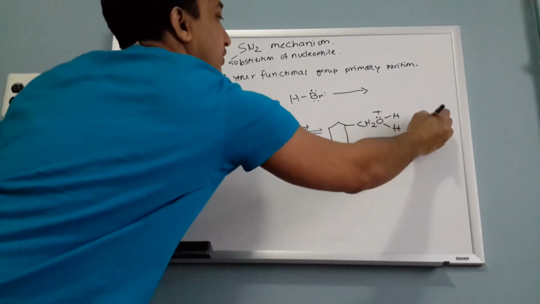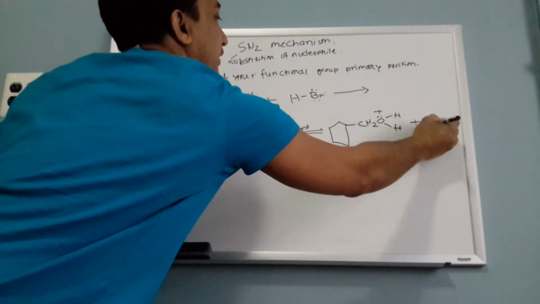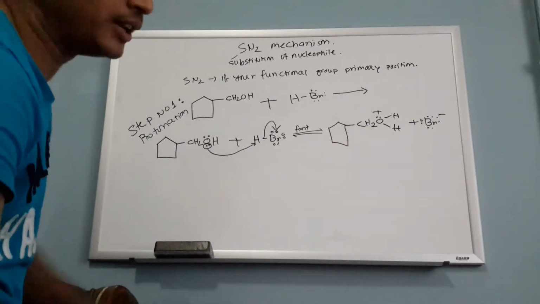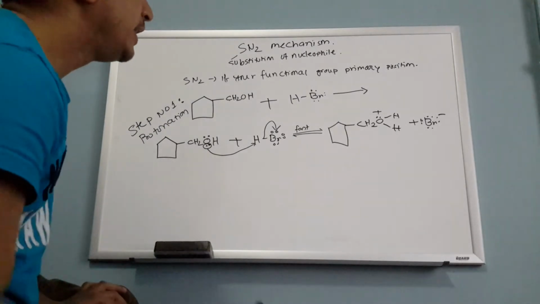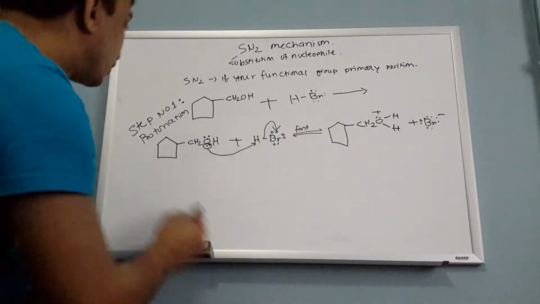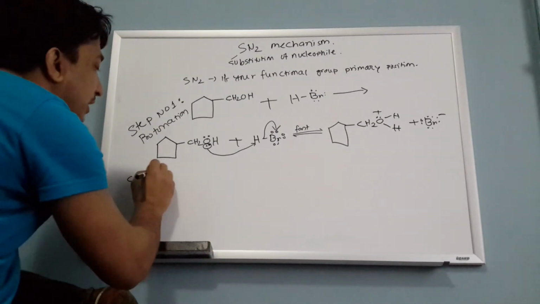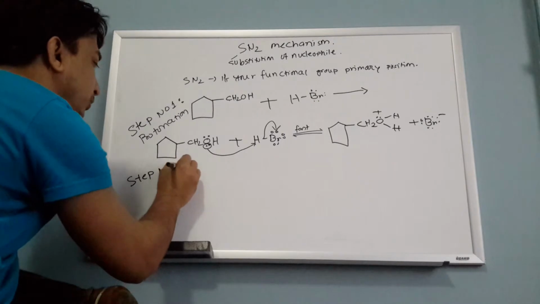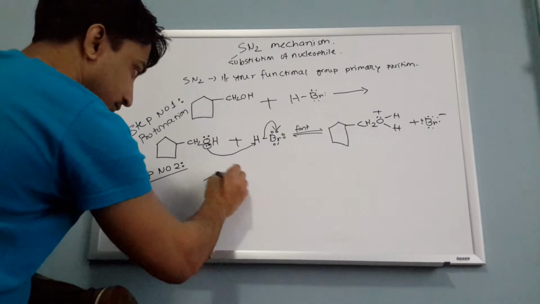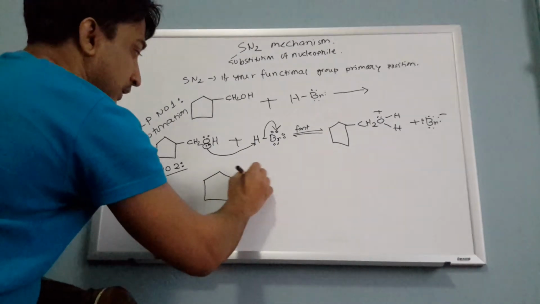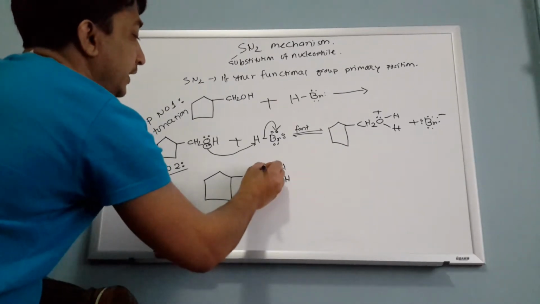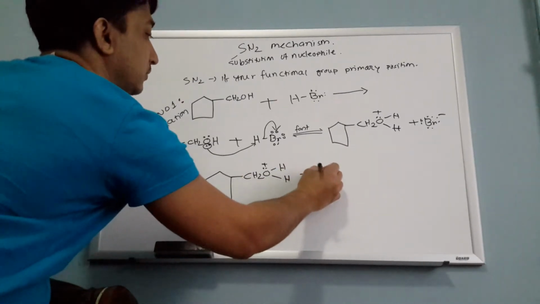That's why it becomes positively charged. Bromine becomes negatively charged. Why? Because bromine accepts 2 electrons. When bromine becomes negatively charged, it is a very good nucleophile. And this is the Sn2 mechanism, which is only a 2-step mechanism. So step number 2. Because the Sn1 mechanism is a 3-step mechanism, the Sn2 mechanism is only a 2-step mechanism.